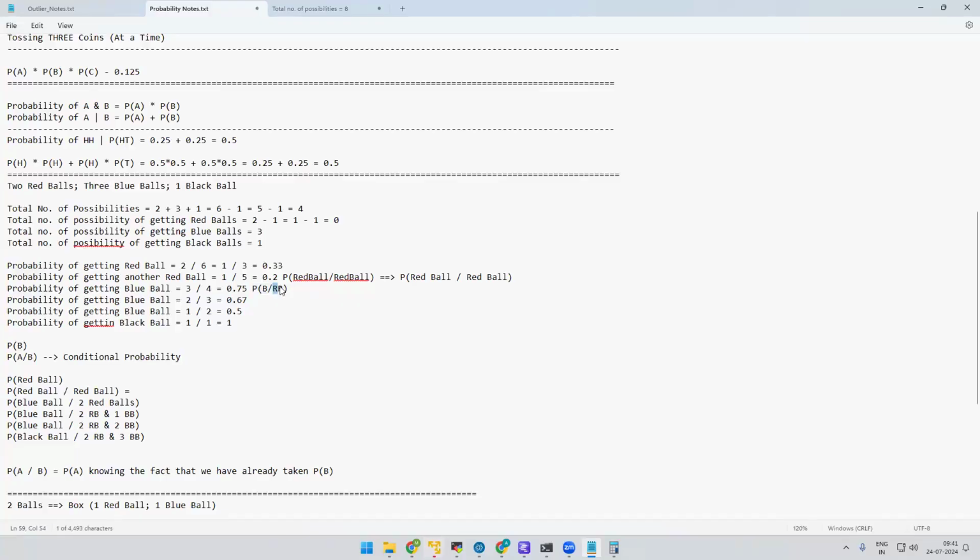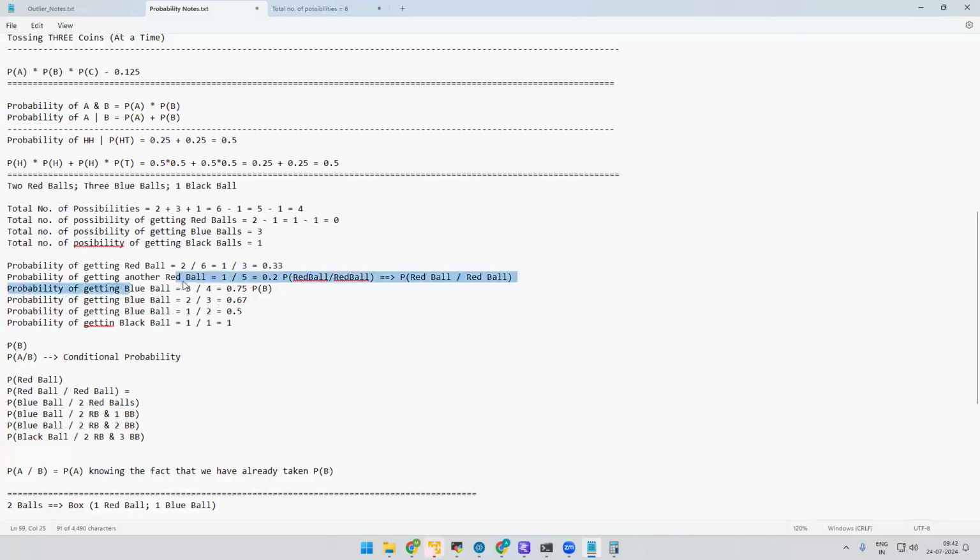This is conditional probability. Condition in the sense that this is the condition. Normally we are going to replace the ball back again, but in this case we are not going to replace it, so we have to consider that. Conditional probability is all about there being a condition before you find the probability. That is what it means. So this 3 by 4 is clear, right?